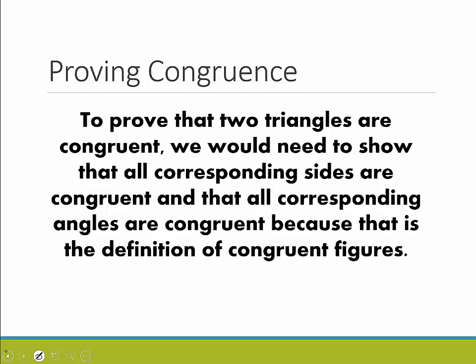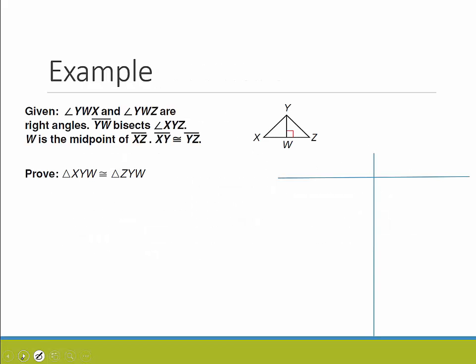So now we're going to do some proofs. To prove that two triangles are congruent, we would need to show that all corresponding sides are congruent and all corresponding angles are congruent, because that's the definition of congruent figures. Fortunately, once we get through this section, we'll learn some shortcuts, but right now we have to prove that everything is congruent. So in this two-column proof, we still have our statements and our reasons.